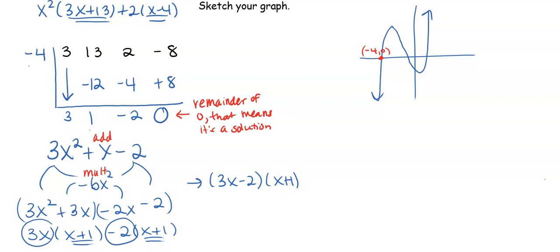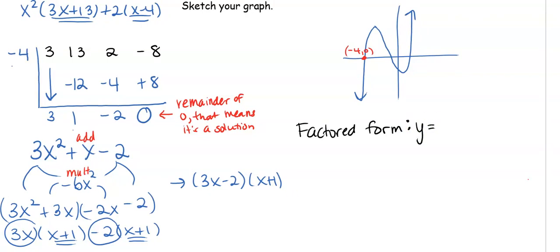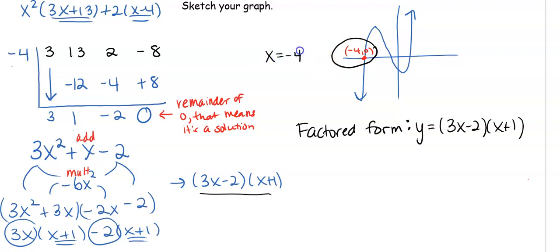Okay, so now we have what we need. We're going to write our equation in factored form. When we factored, we found that 3x minus 2, the x plus 1, and then remember, we had a solution here at negative 4. If I have a solution of negative 4, that means I have a factor of x plus 4. Because remember, the factor is what you started with that gave you that solution, so we just move that 4 over. This is our polynomial in factored form.